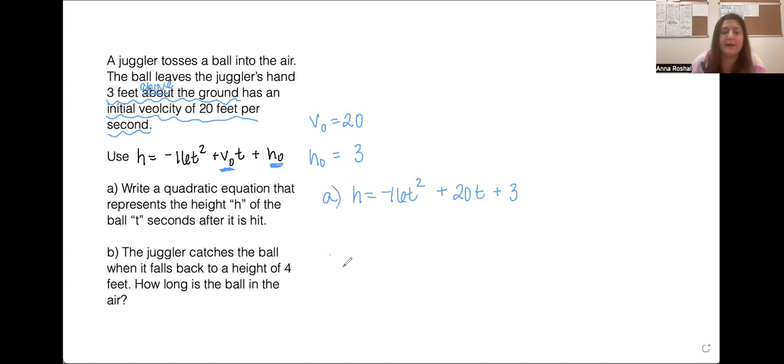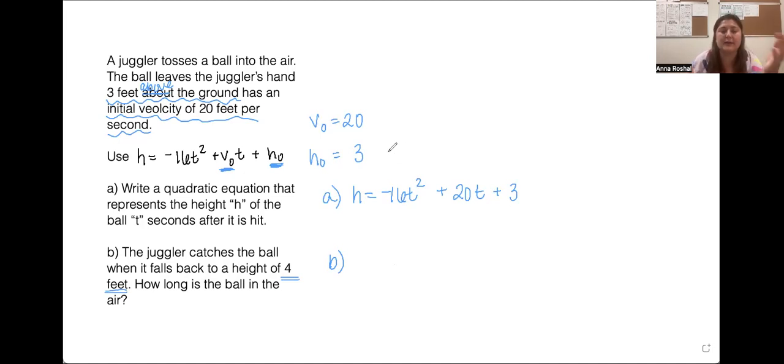My answer to B is going to be a little bit different. Let's see what it looks like. The juggler catches the ball when it falls back to a height of 4 feet. So I know that the height was important in the earlier problem, so I'm probably assuming that the height is important again. How long is the ball in the air? So on your graphing calculator, you should be able to see where this particular graph is when it hits 4 feet.